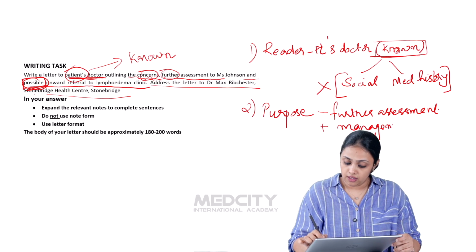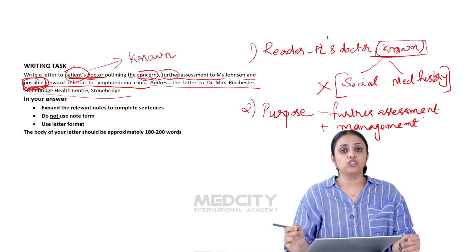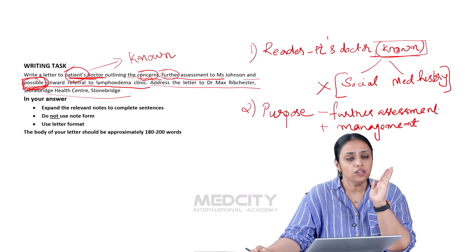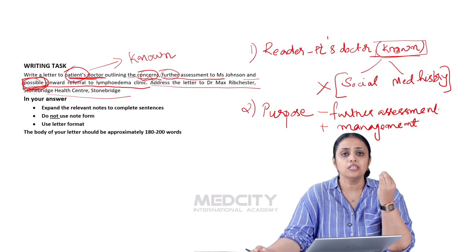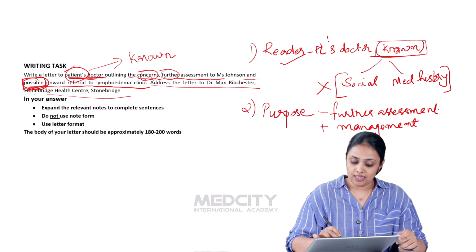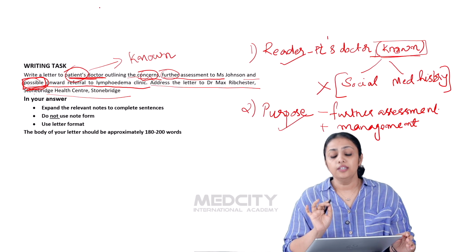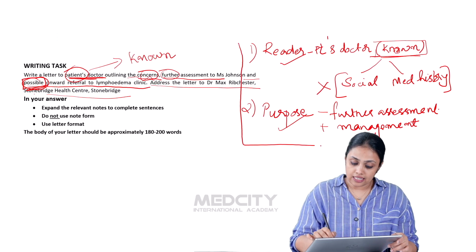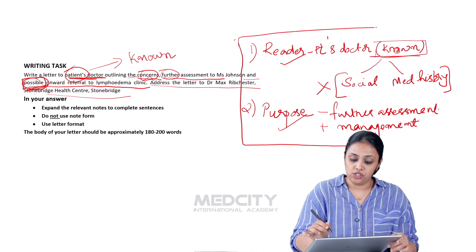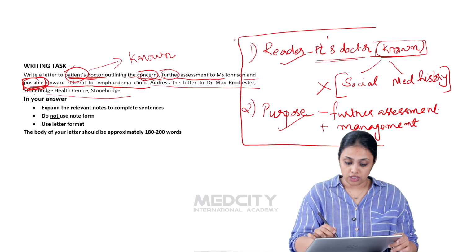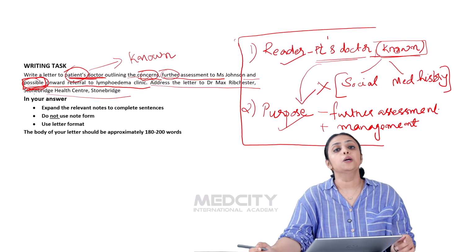So if the doctor is referring this patient to a lymphedema clinic, that is a kind of management from the side of the doctor. So we can generalize it as management. So we understood who the reader is, and what the purpose is. Now we go through the case note to understand what all are the relevant details that would be required for this situation. That is the details that would be required by the patient's doctor in order to serve this purpose.